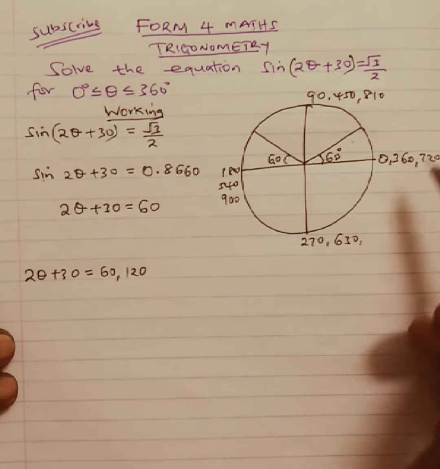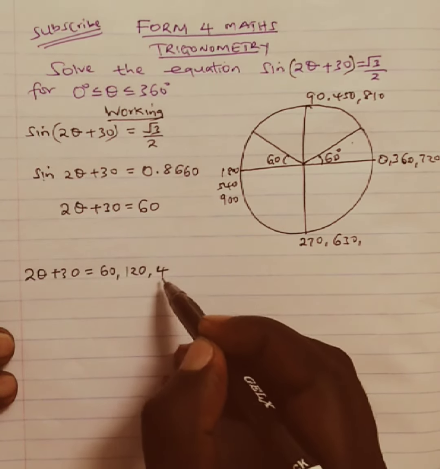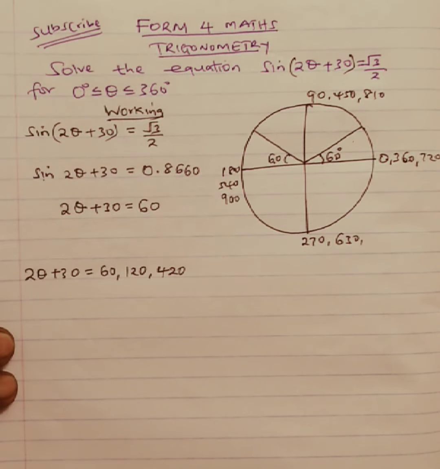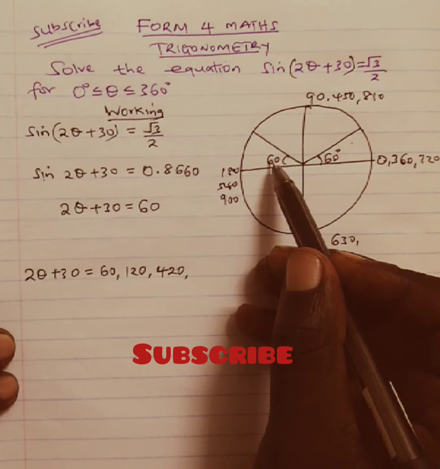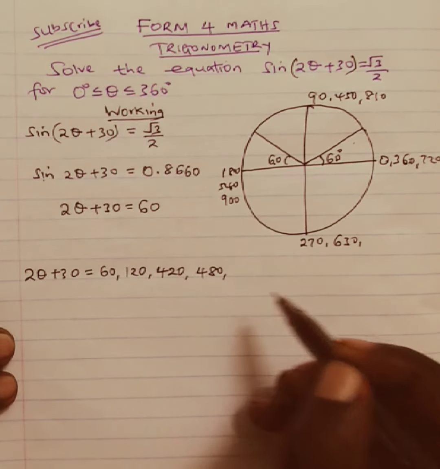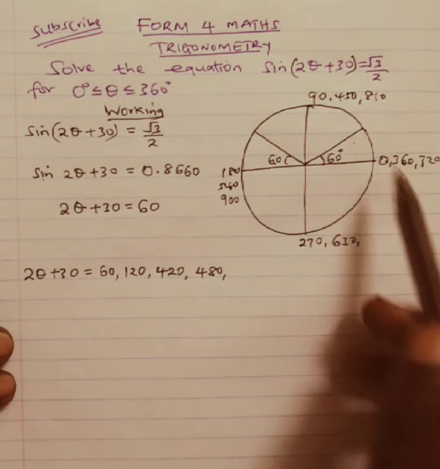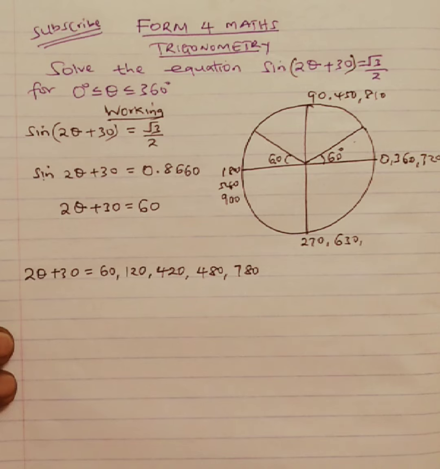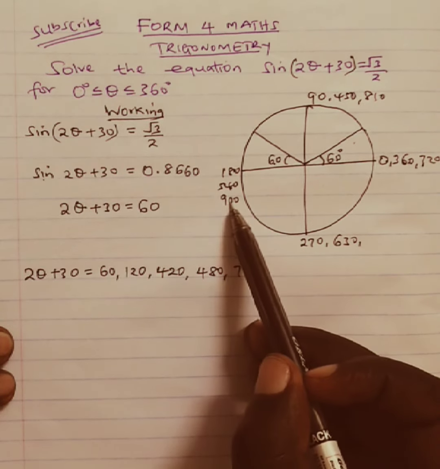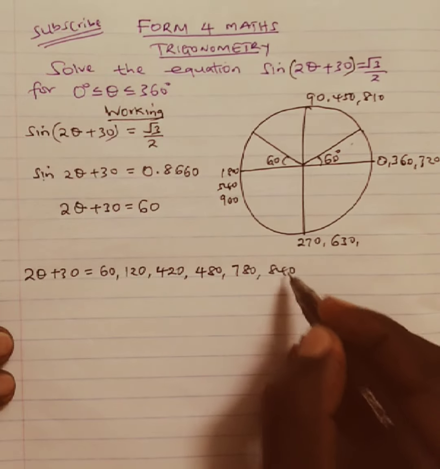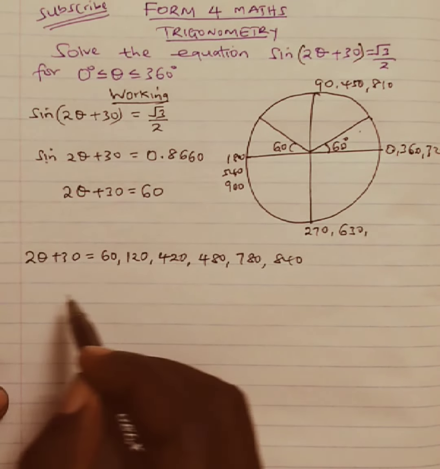Then that is the first round. The second round we begin from 360. We measure 60, so it is 360 plus 60, which gives us 420. Then next we take 540 minus 60, which gives us 480. That is the second round. The third round we are going to have 720. We add 60, and this gives us 780. Next we have 900 minus 60, which gives us 840. We can stop there, because you can go as many rounds as you can. But let us now get the values of theta that we are looking for.